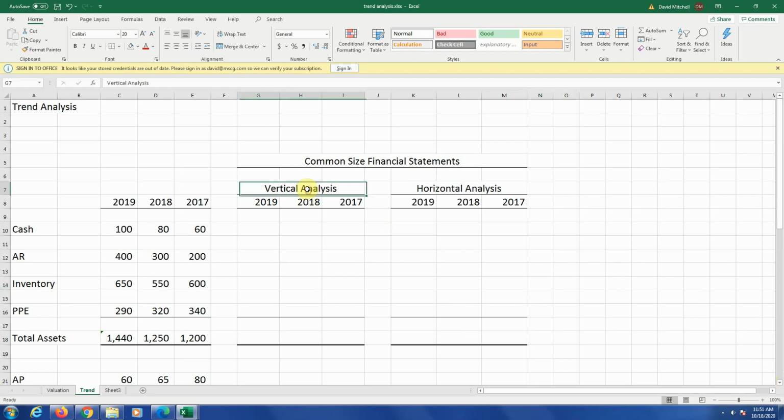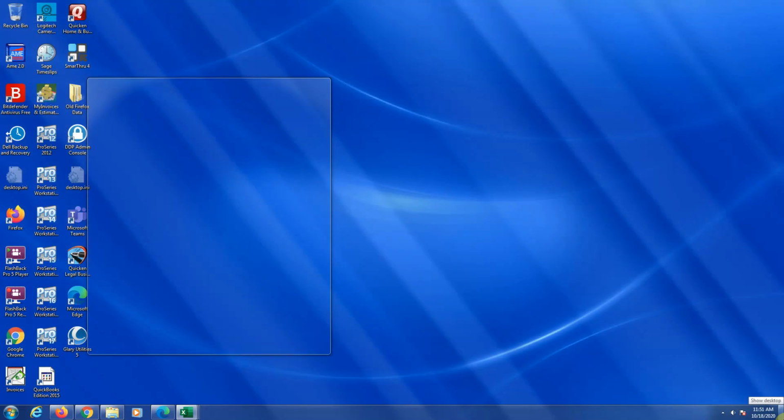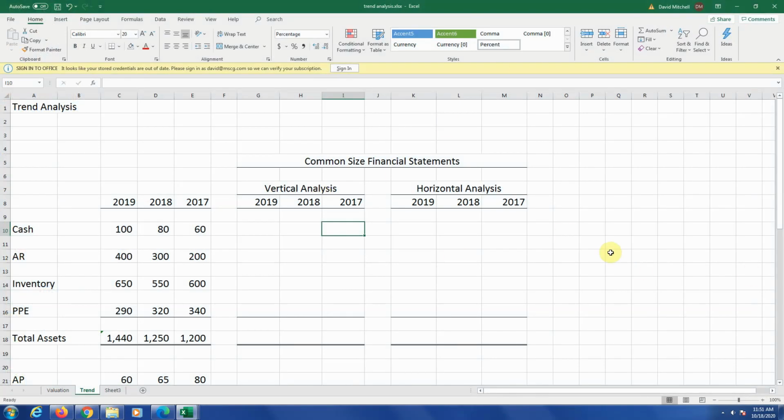Vertical analysis, the key here is we're looking at everything on the balance sheet as a percentage of total assets for the year. So everything on the balance sheet is put into percentage terms in terms of total assets. For example, for 2017, we would convert our cash of $60 into a percentage of the total assets of $1,200, so it would be 5%.